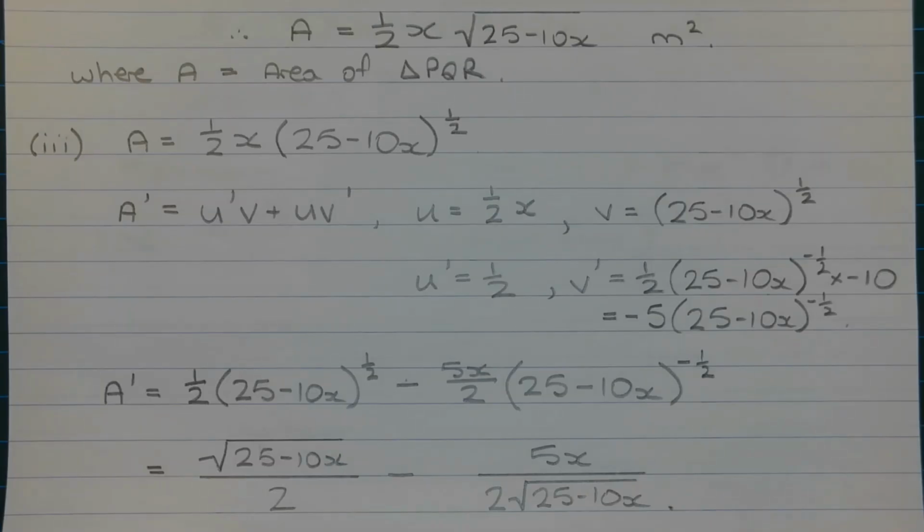Now in order to differentiate A with respect to x, we need to express A in terms of x using index notation rather than surd notation. So A is equal to half x times (25 minus 10x) to the power of 1 over 2.